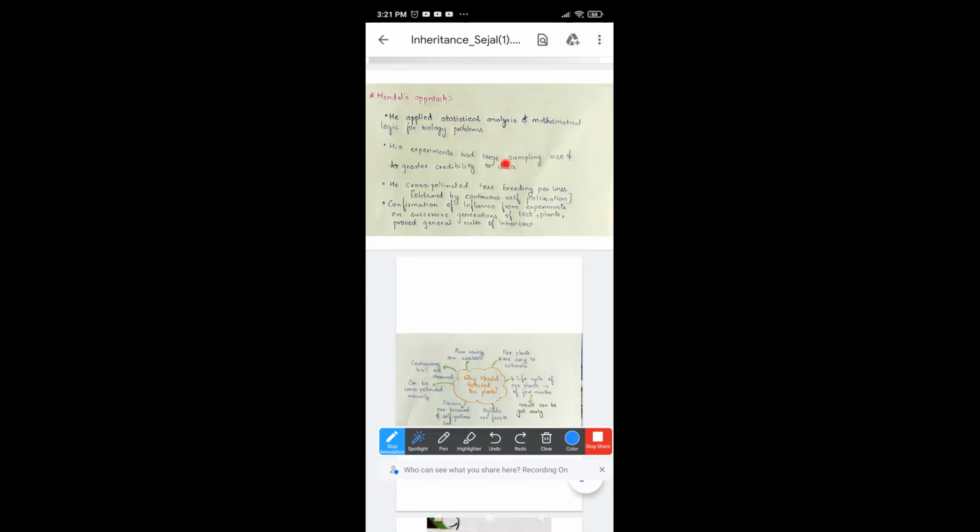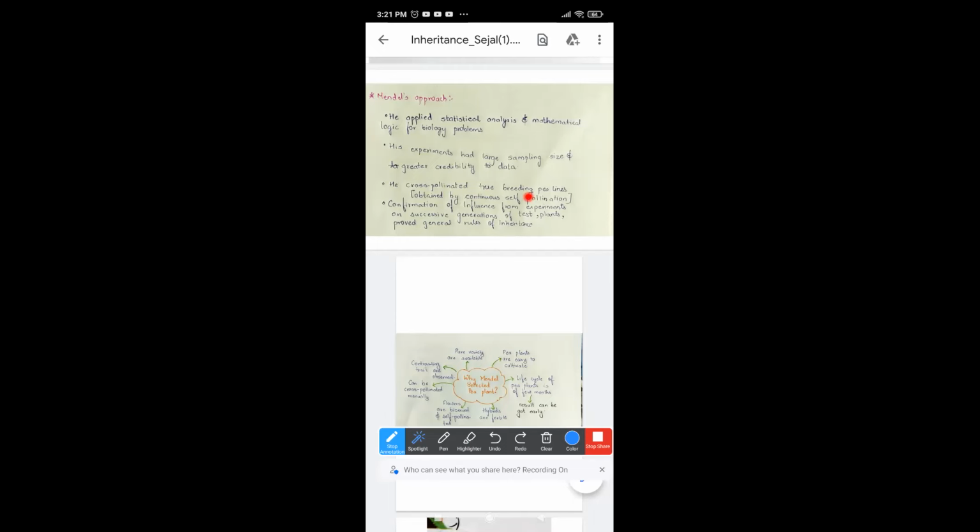His experiments had a large sampling size and greater credibility to data. Hence, he conducted large experiments on different varieties. Yeah, we can see that in many plants, so that it may be true.